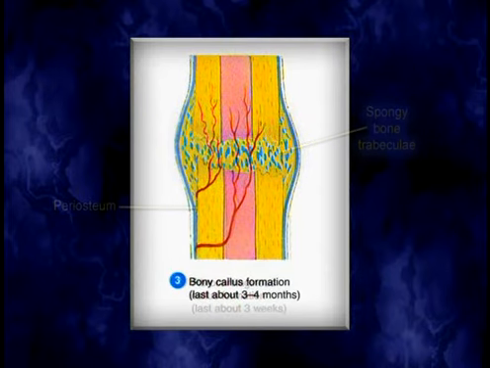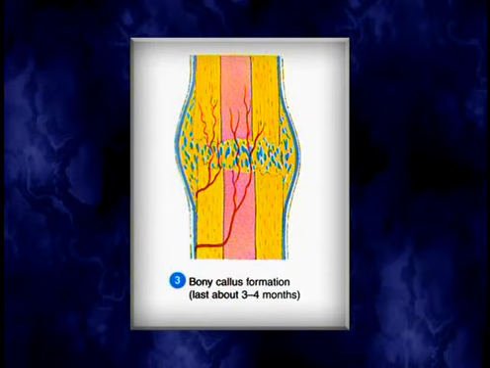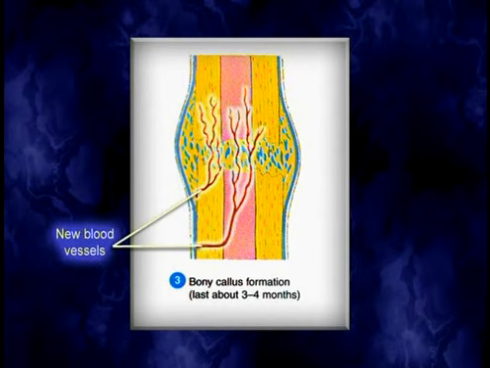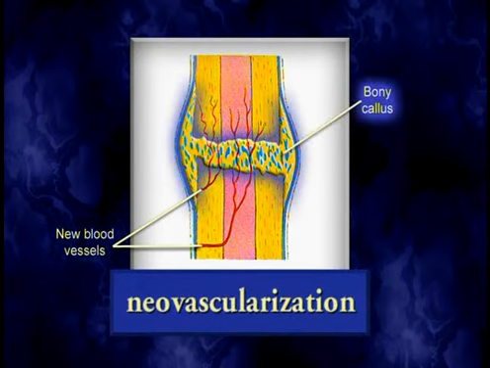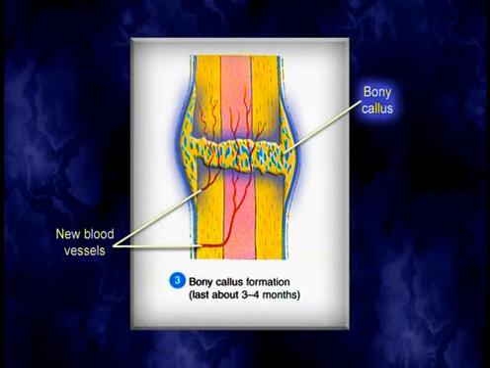Then if you look at about 3 to 4 months, and this is an adult, what's happening is we get some new vessel growth. Injury stimulates the growth of new vessels, called angiogenesis or neovascularization, and we start to get some real bony callus here, and this hardness is getting to be very structural at this point. You could probably bear weight on this bone without a problem.